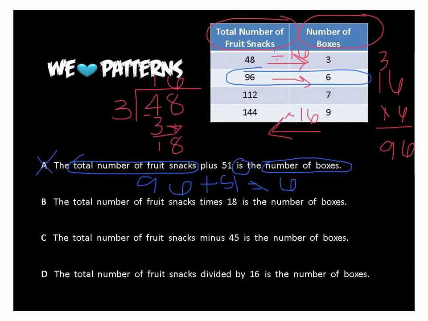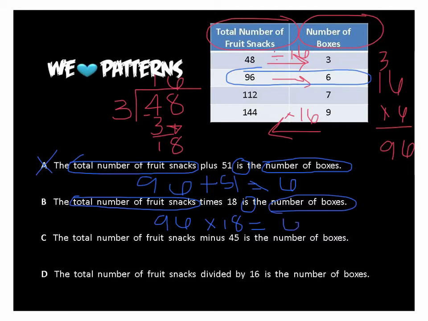Let's go ahead and look at B. The total number of fruit snacks, and we're just going to use the same numbers. I'm going to use 96 again, times 18 is, which means equals, the number of boxes, and we are going to use 6 because that is, again, the number that's paired with 96. Now, I clearly know 96 times 18, I can't have a product that is 6, that's much smaller than those, so that is not the correct answer.